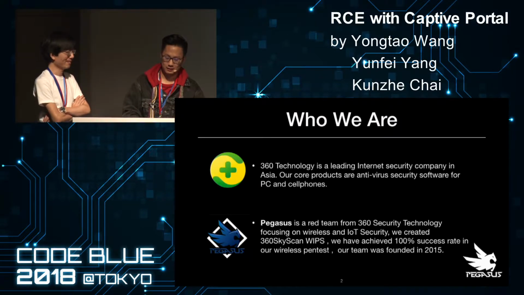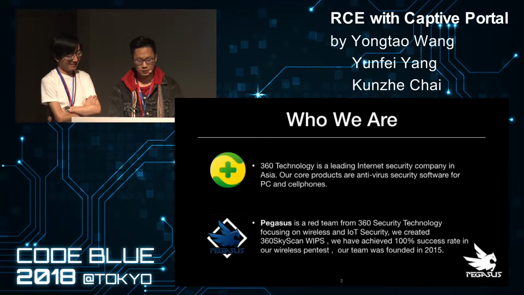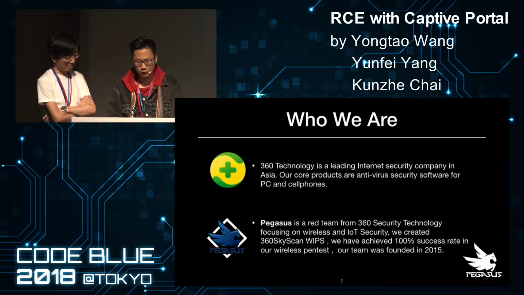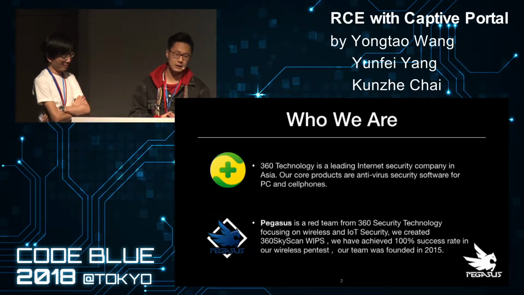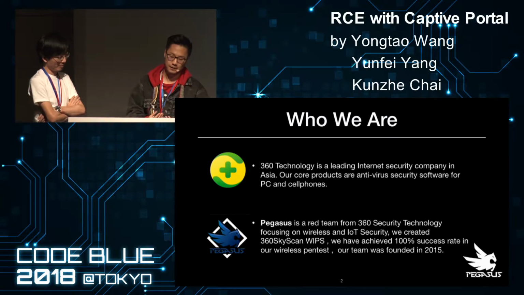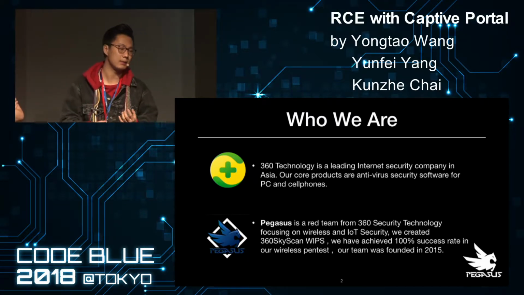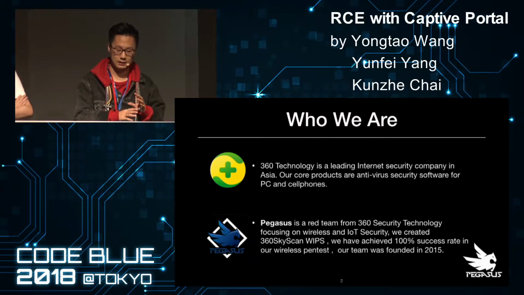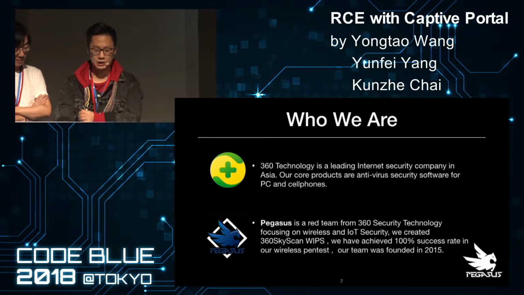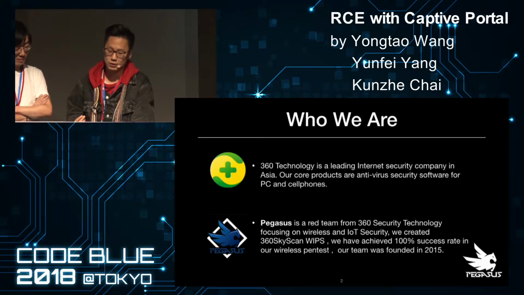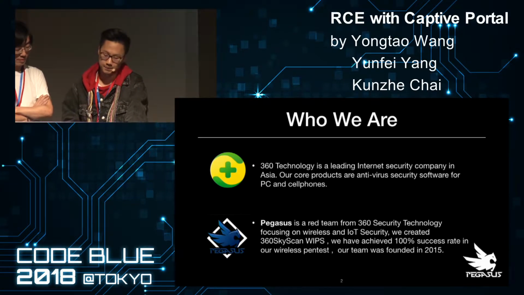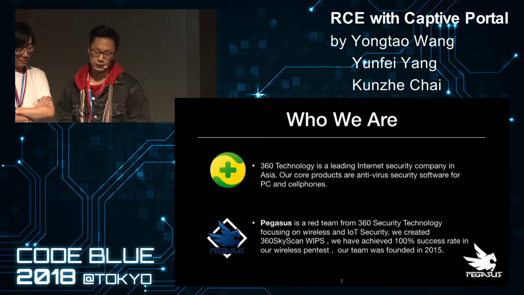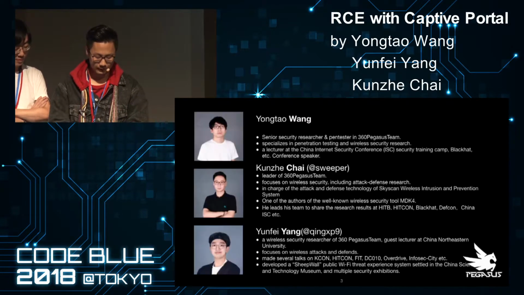Pixas is a red team for 360 security technology, focusing on wireless and IoT security. We created the 360 Skyscan WIPS, which protects a company's wireless security system. We have achieved a 100% success rate in our wireless pen tests. Our team was founded in 2015.